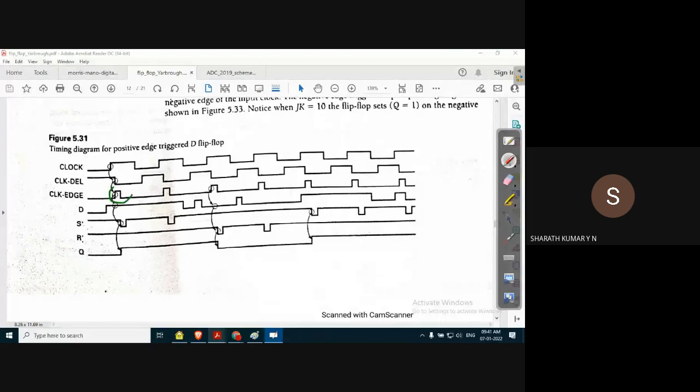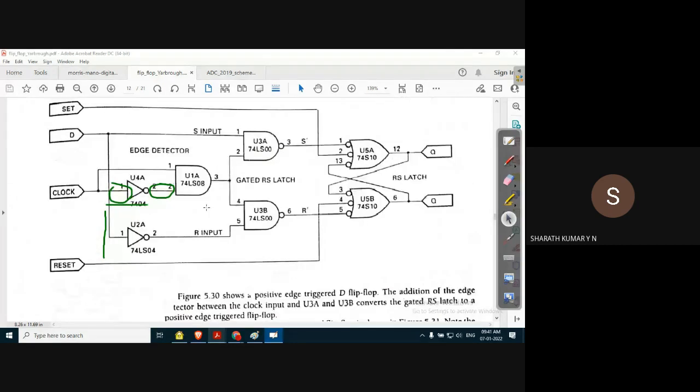The clock edge is a very short duration. That's what we understood now. The clock edge duration is very small, ideally 0 anyway. D is 1. When D is 1, at the same time, Q should have been equal to 1. But if you observe this circuit diagram, quickly understand. Observe this circuit diagram, guys.